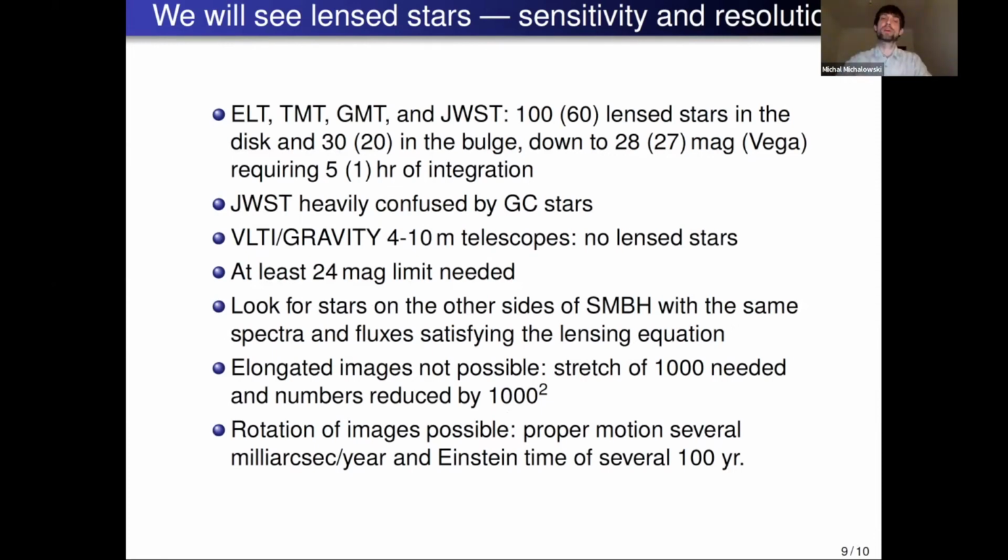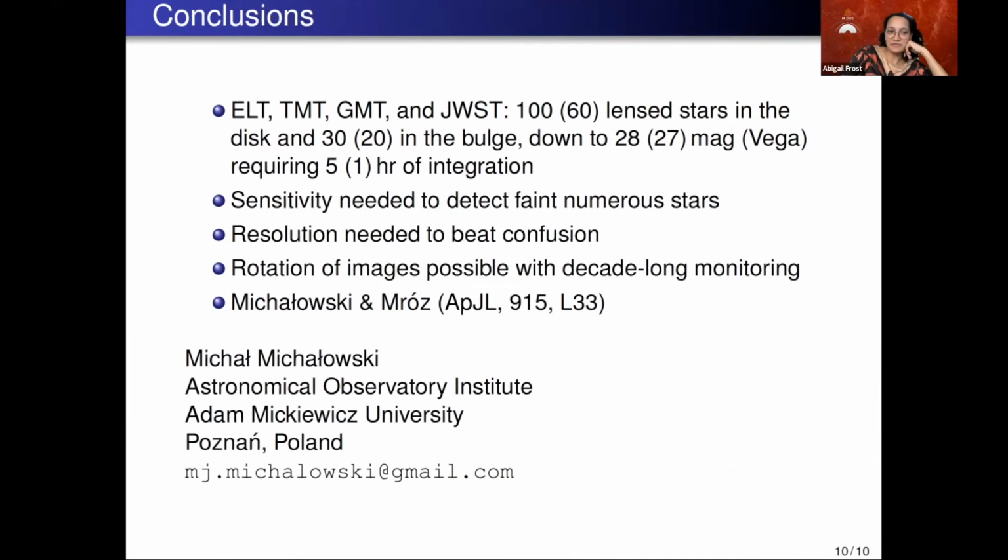But what we consider possible is the rotation of the lensing images, because the proper motions are several milliarcseconds per year. So the Einstein crossing time would be 100 years. So that is the time scale for a full rotation of the lensing images. So with a decade-long monitoring, it's actually possible to detect the motions of these lensing images. You're out of time, so yep, yeah. I finish here with showing the conclusions. Thank you. Sorry. All right.